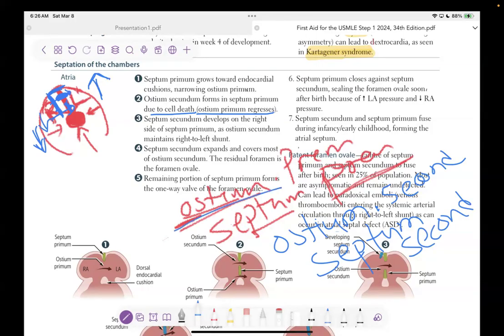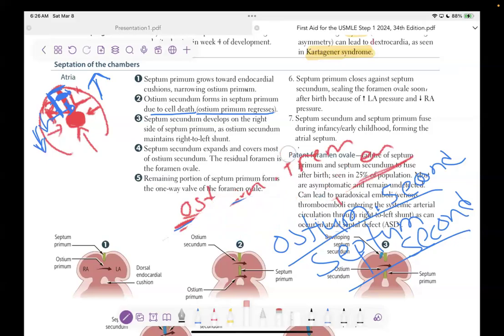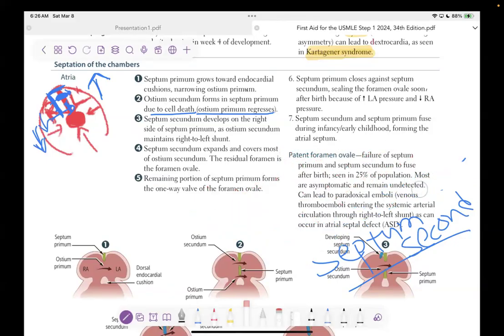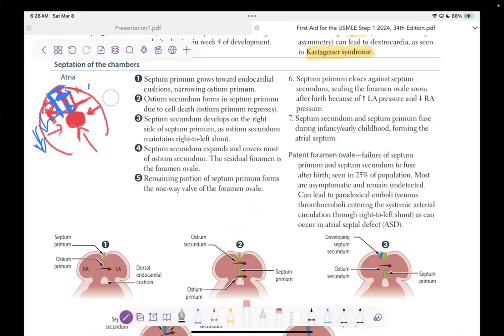We have ostium primum, we have septum primum, we have ostium secundum and septum secundum. So where didn't you understand? After delivery, the right atrium pressure is down and left atrium pressure is up. But before delivery, see, what happens before delivery?